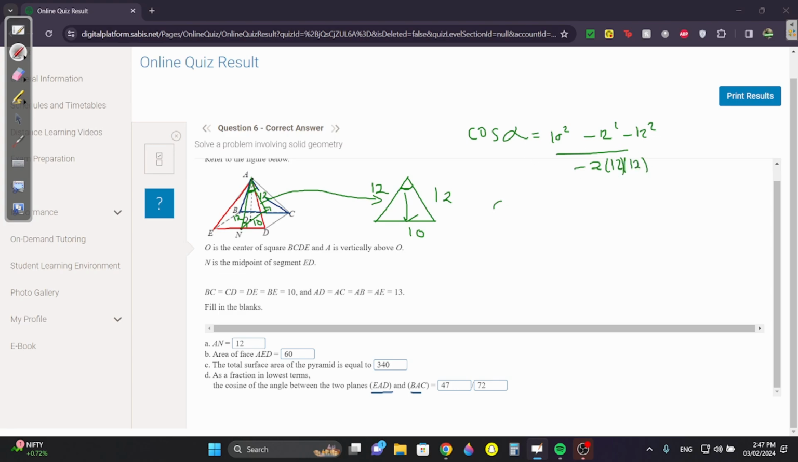Okay, you're going to get the cosine of the angle is 47 over 72. I know part D is a bit complicated, but this is how you solve it.